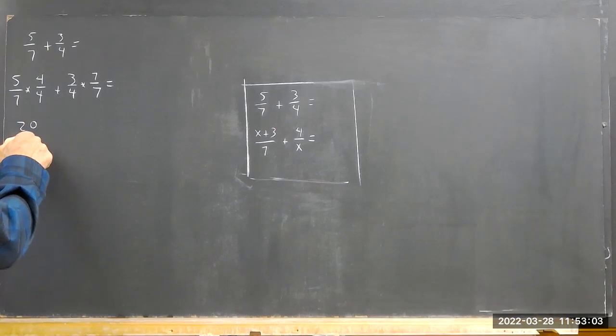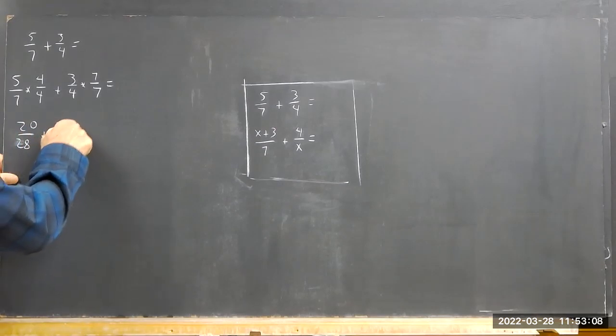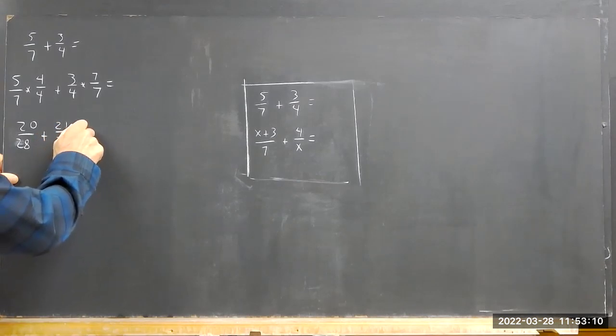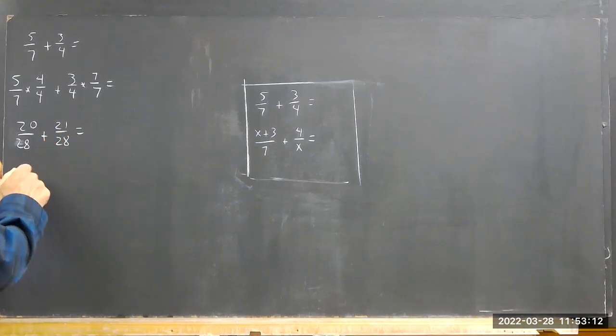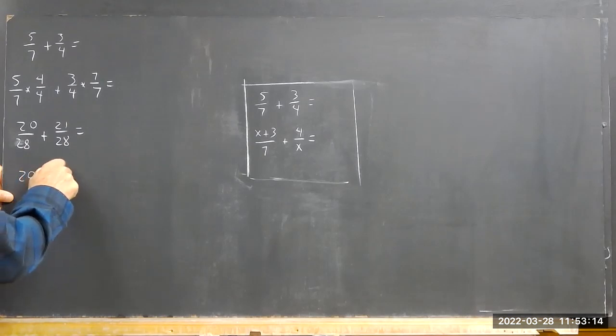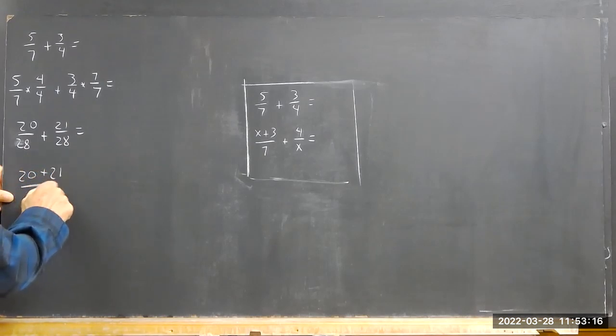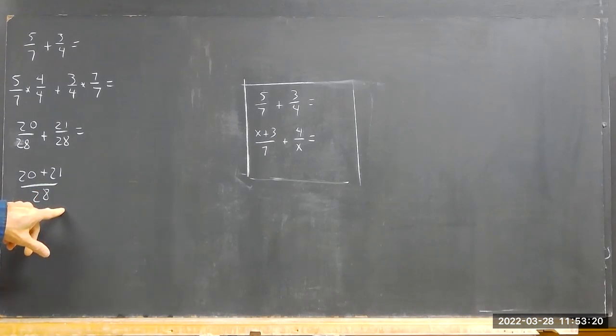How you get 20 over 28 plus 21 over 28. That equals 20 plus 21 over 28. Why don't we have 28 plus 28 down here? Because of the distributive law. This means 20 divided by 28 plus 21 divided by 28. Okay?